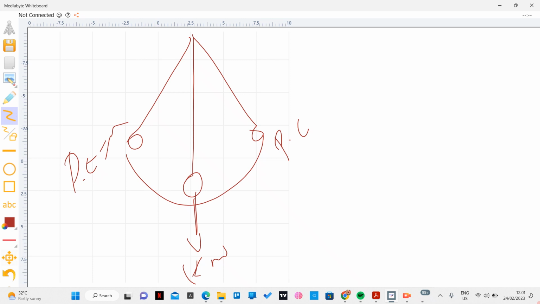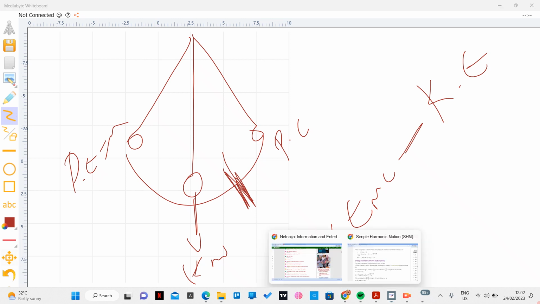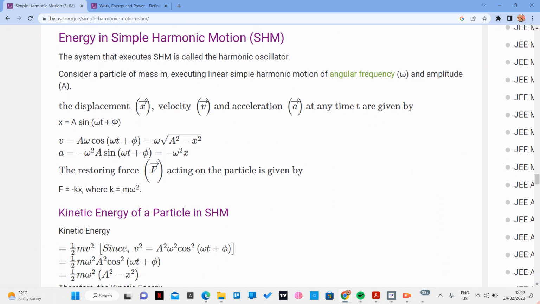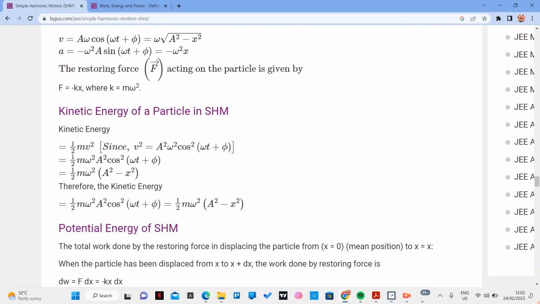So if you calculate your Vmax and your maximum kinetic energy, then the potential energy at that point will be the maximum kinetic energy minus the kinetic energy at this point. That will give you your potential energy at that point. I hope you get that illustration. That's basically what I wanted to talk about.